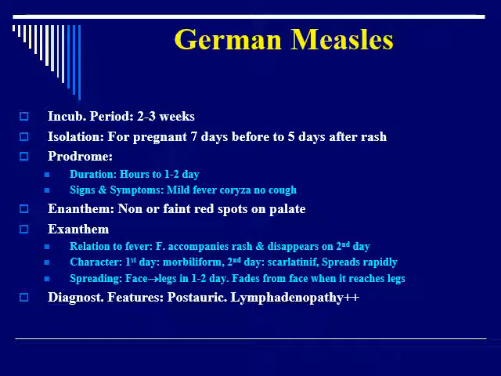Complications of German measles include encephalitis, post-infectious arthritis, and post-infectious thrombocytopenia, but as we said, the most serious complication is transmission of infection to a pregnant female.